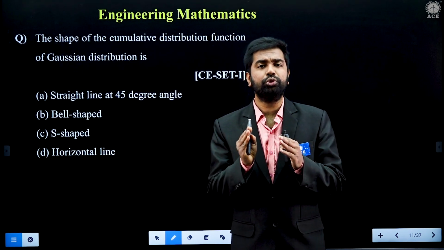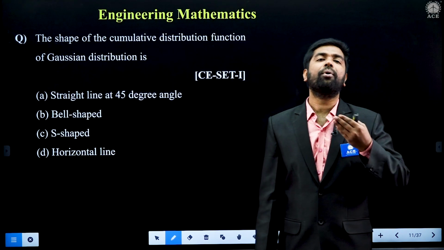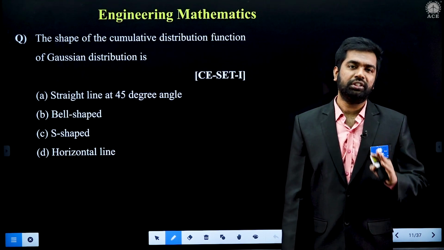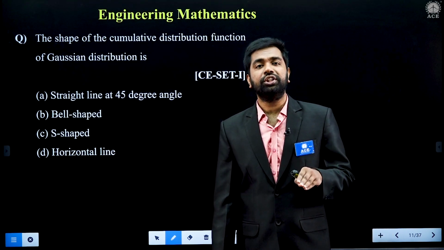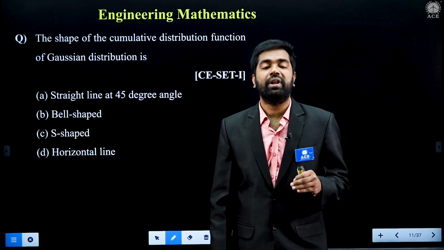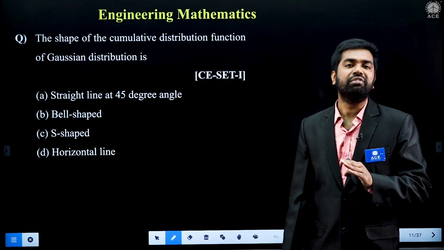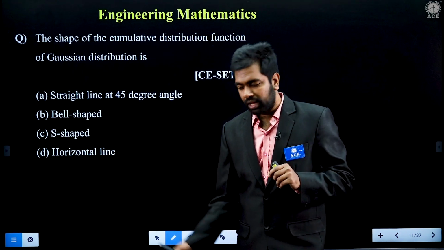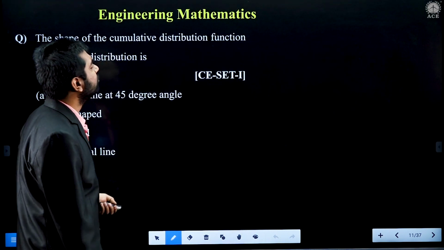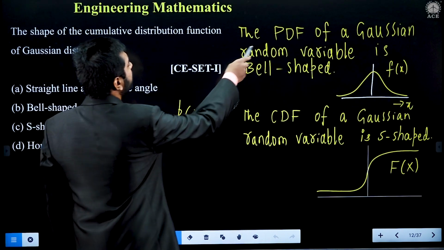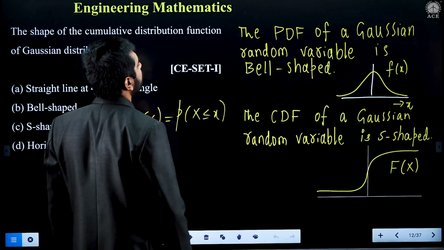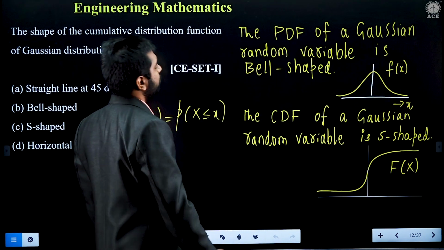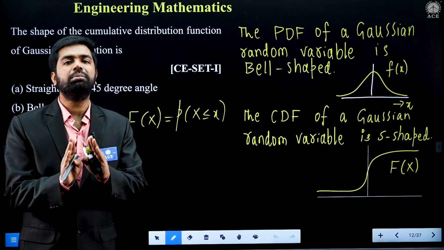Here, you should have a clear idea of what is a probability density function, what is a cumulative distribution function. The probability density function has a bell shape, whereas the cumulative distribution function shape is different. Let's have a look at that. That means if you have got that basic idea, you are going to score here. Let's have a look at what's the shape of the probability density function. The probability density function, PDF stands for probability density function, which has got the bell shape. It's a bell shape.